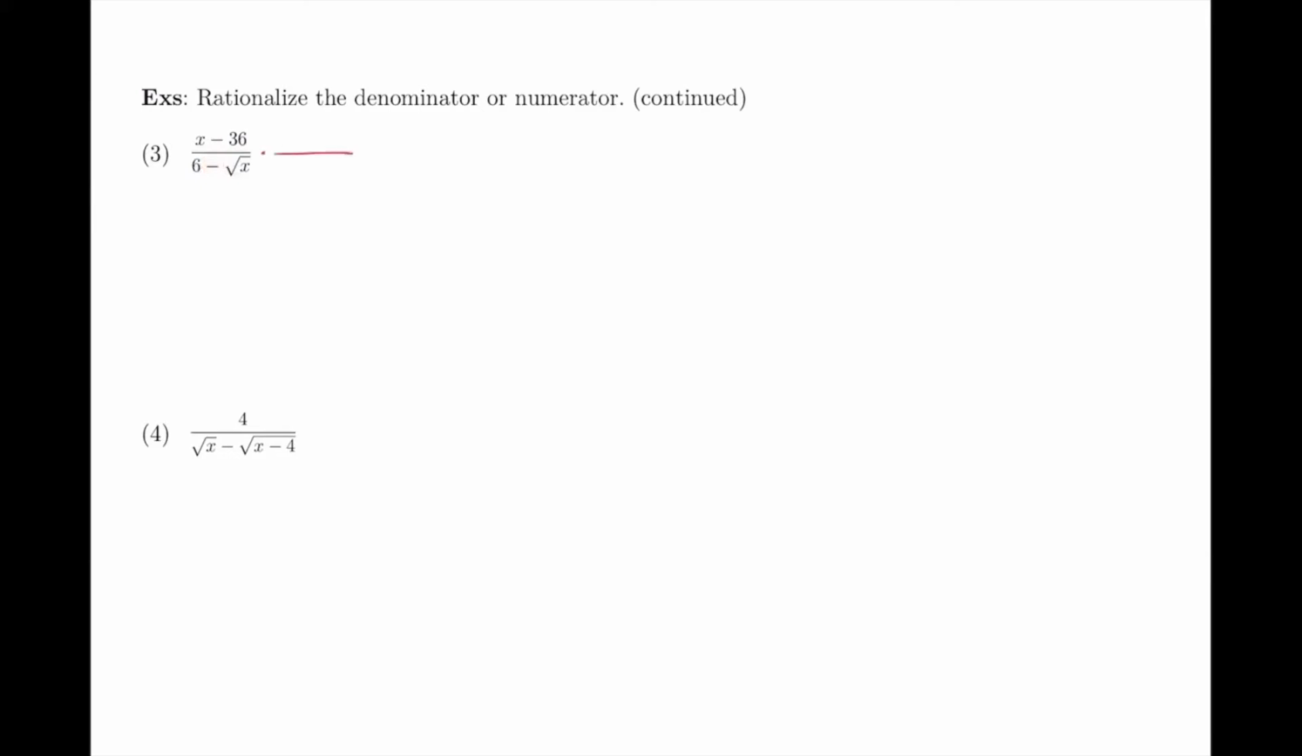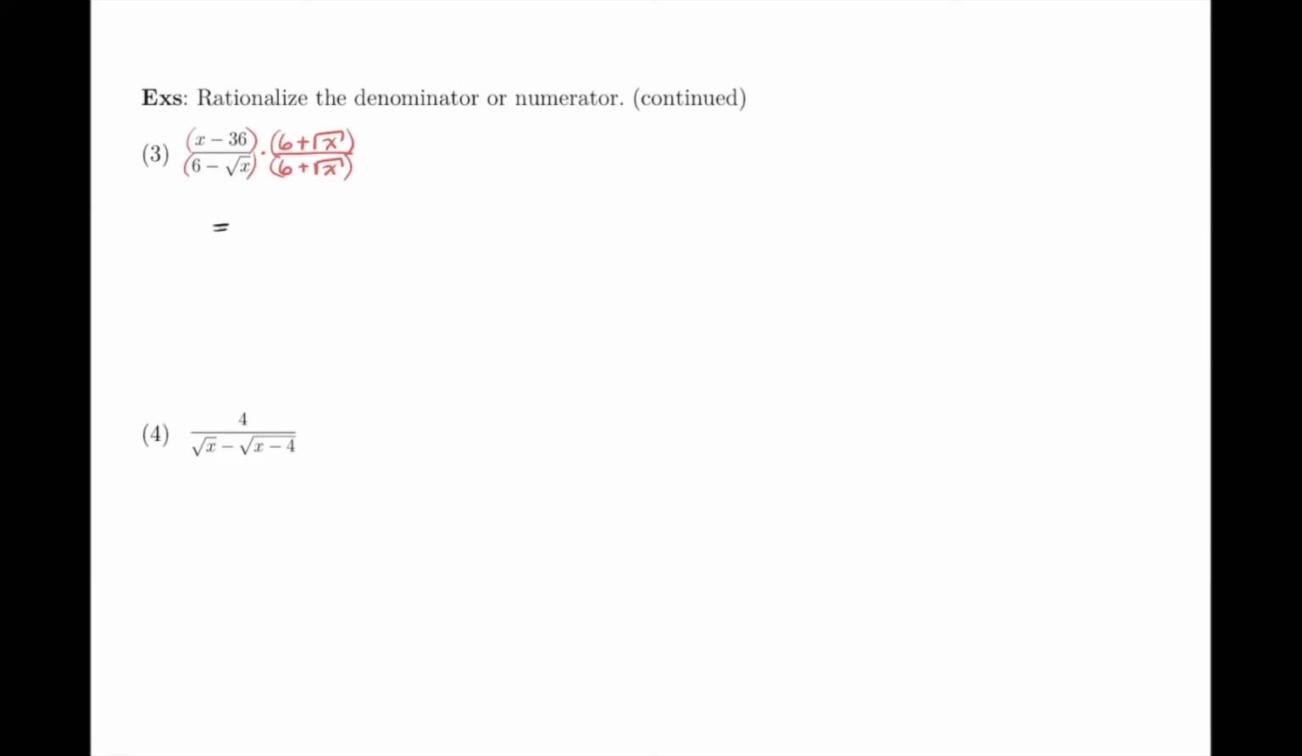So we're going to multiply in the denominator by 6 plus radical x. I'm going to stick parentheses everywhere. And if I do that in the denominator, then I have to also do it in the numerator. I'm going to put parentheses everywhere up top as well.